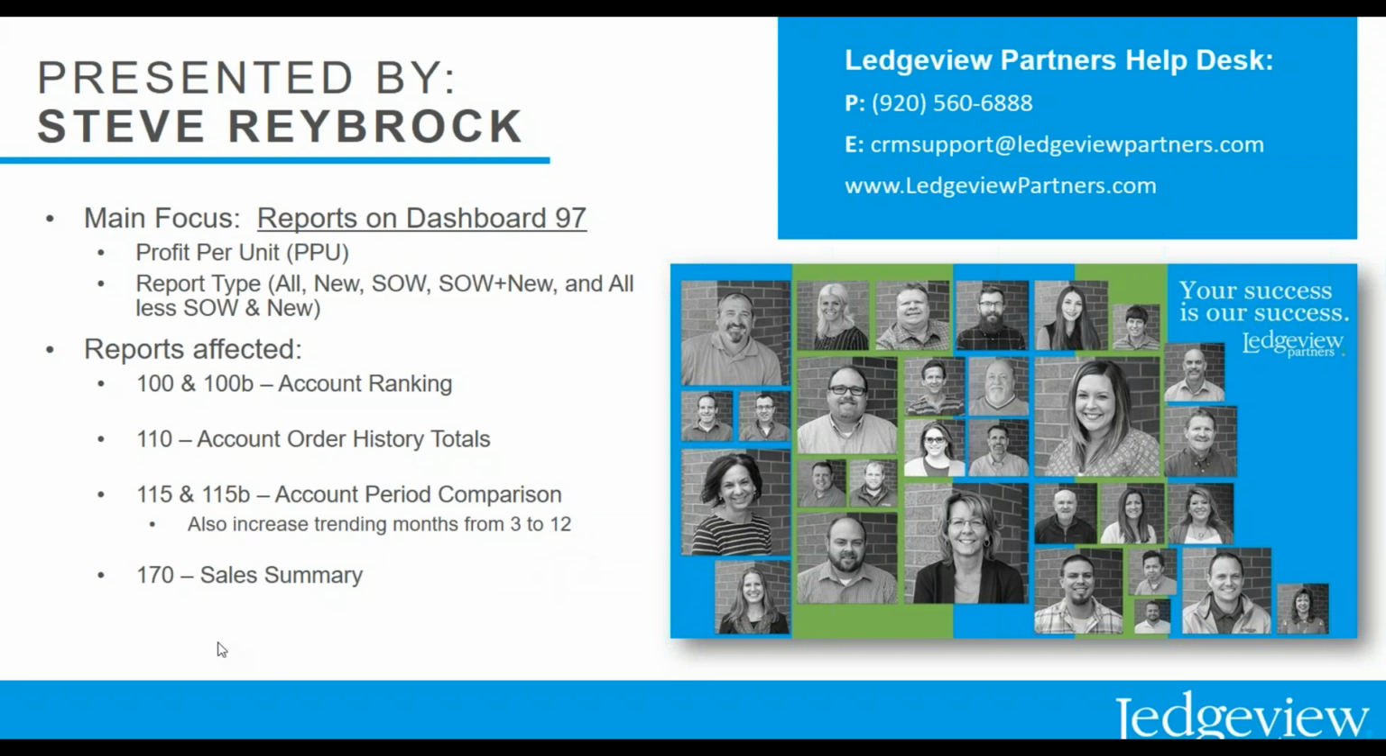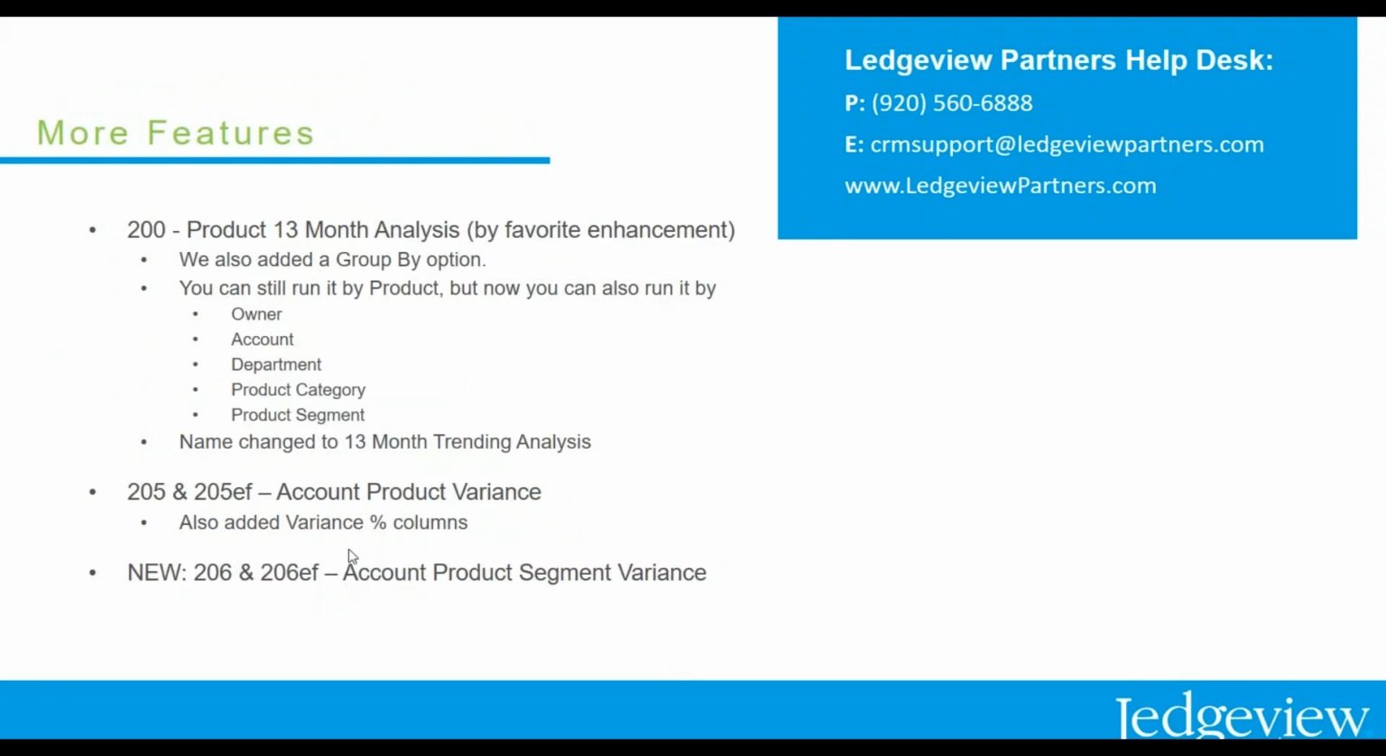so you can see all kinds of trending. The sales summary report, which is kind of a cool report to just get a high-level glimpse of some of your numbers. Lots of different ways to group the data. Now you're going to see columns on there for profit per unit. This is probably my favorite change.